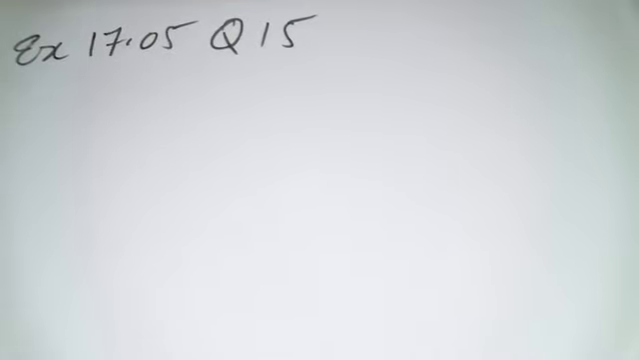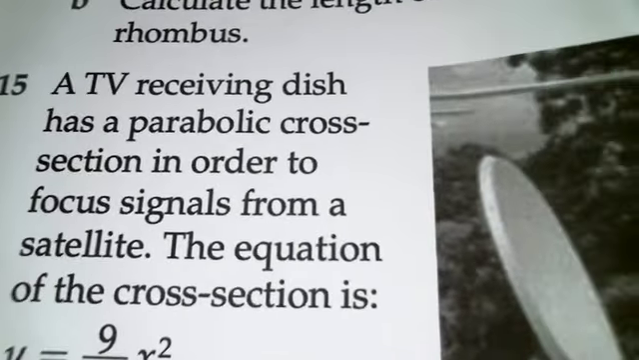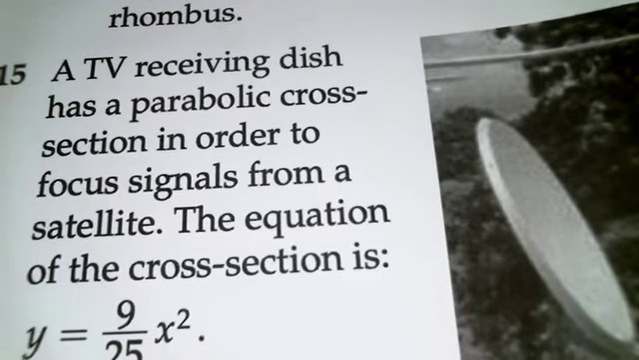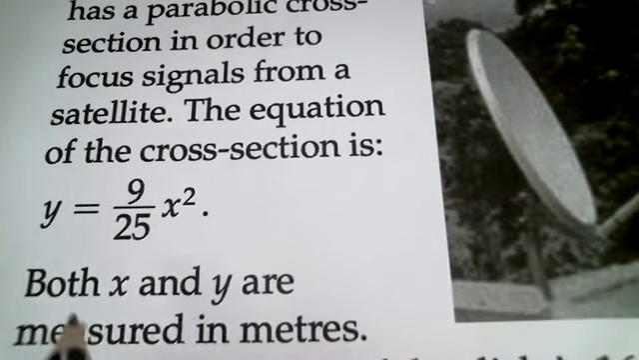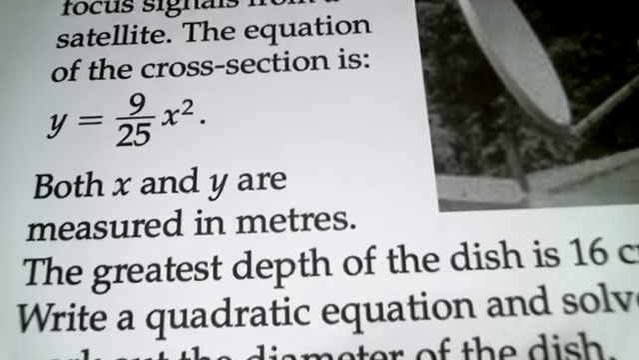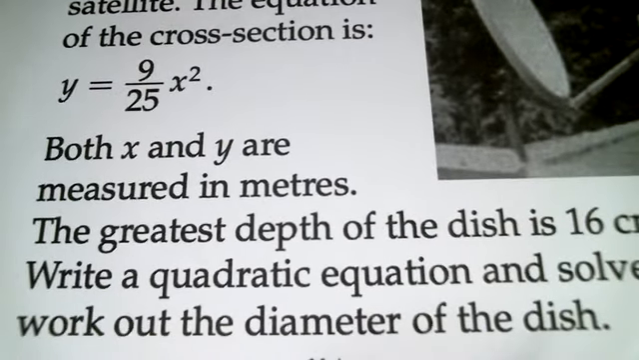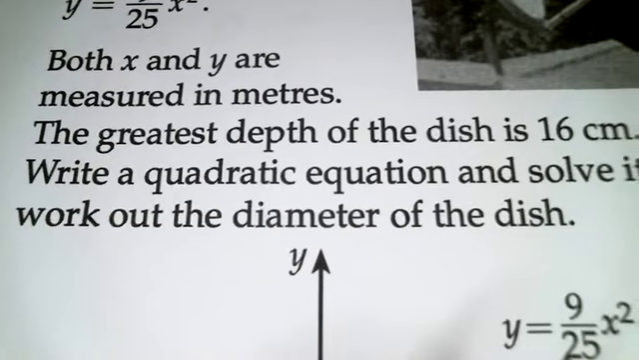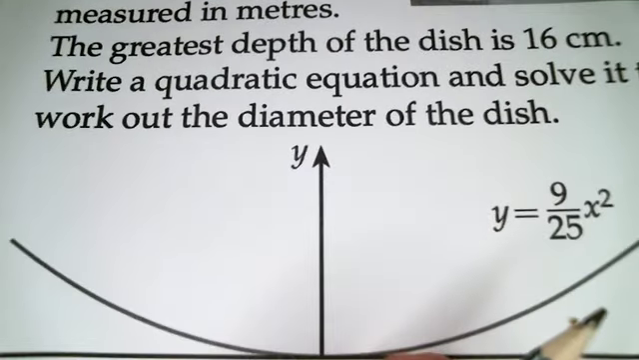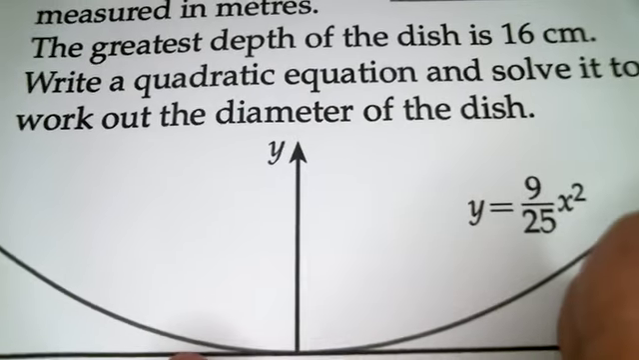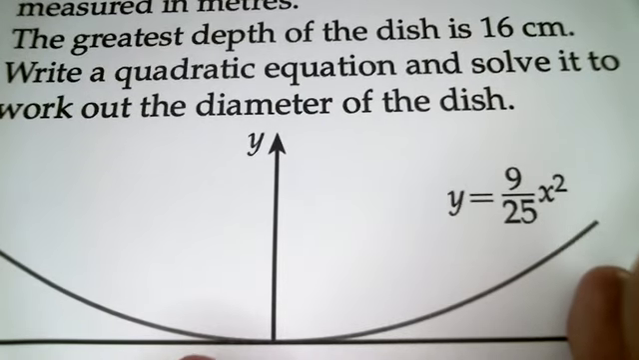Question 17.05, question 15. This one is about a television receiving dish, a parabolic dish. It says the equation of the cross-section of the dish is y = 9/25 x squared, where both x and y are measured in meters. The greatest depth of the dish is 16 centimeters. Write a quadratic equation and solve it to work out the diameter of the dish.